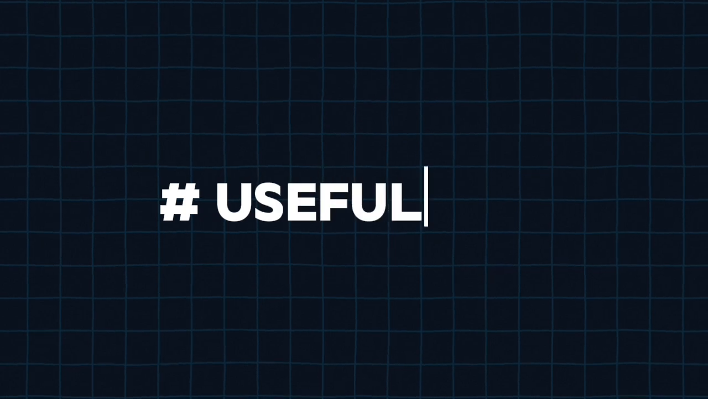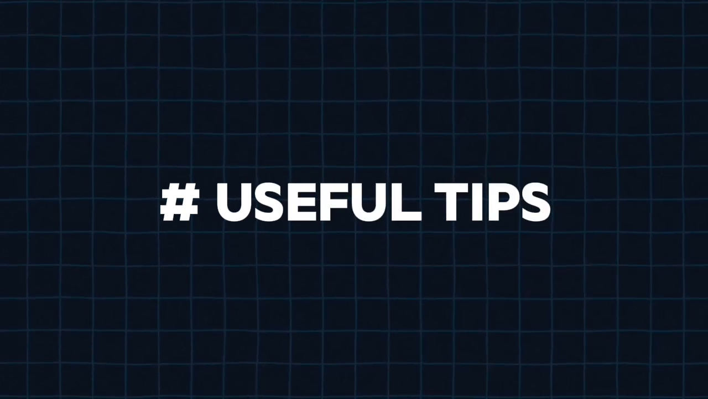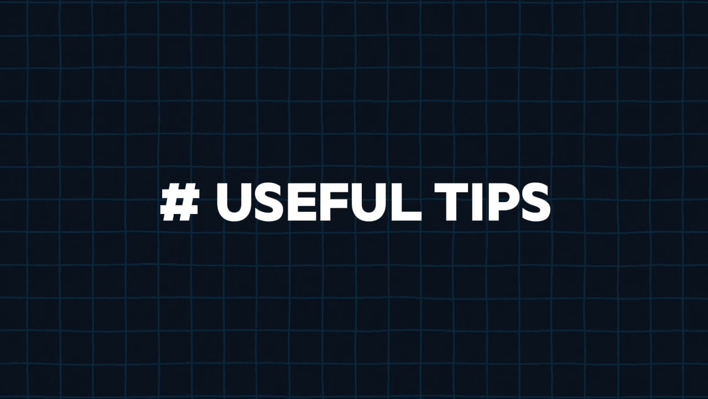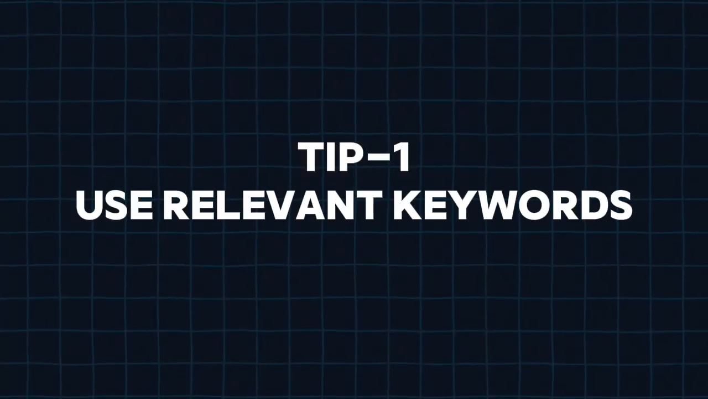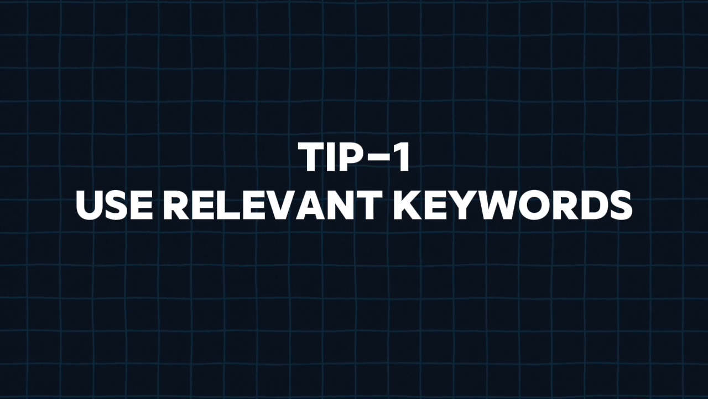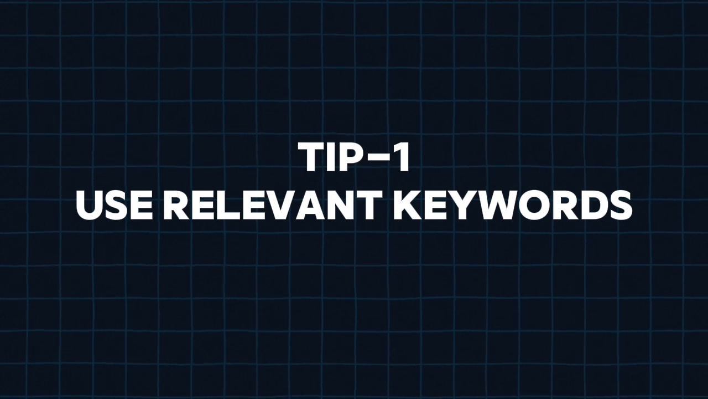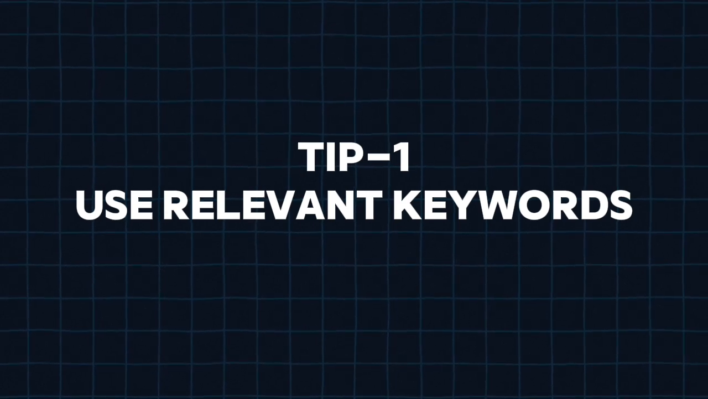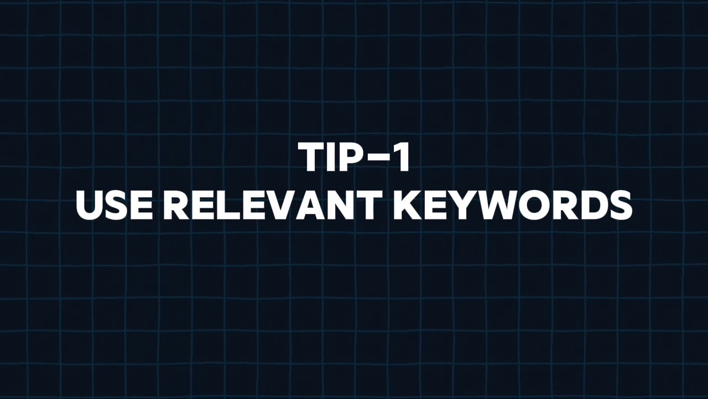Now it's time for some useful tips that save you a lot of time, as these are some of the most common mistakes beginners make. So let's check them out. Tip number 1 is use relevant keywords people are actually searching for. Instead of random titles, use searchable words like printable coloring pages, kawaii stickers, or digital planner stickers so your products can appear in search results.